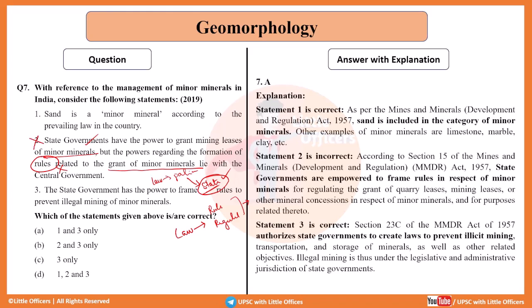Now the third is: the state governments have the power to frame rules to prevent illegal mining of minor minerals. See, here itself, again it is talking about the rules. Second and third, both of them are clearly contradictory also. Okay, so on that basis also you can say 3 is right if 2 is wrong. Obviously 1 is a minor mineral, so the correct answer for this is going to be 1 and 3 only.